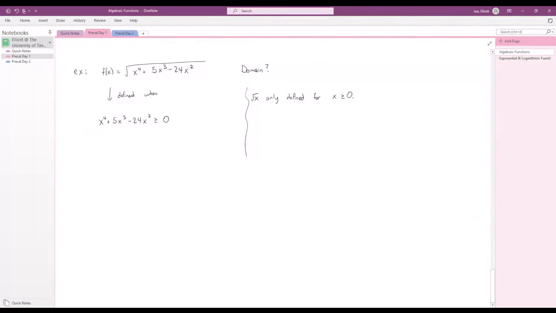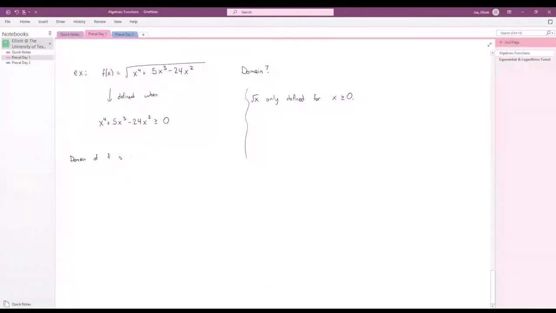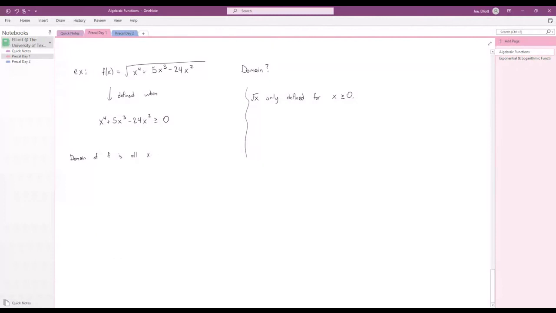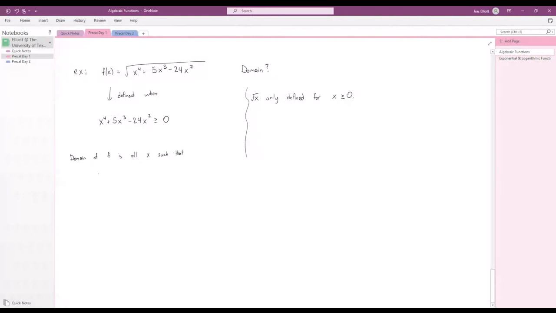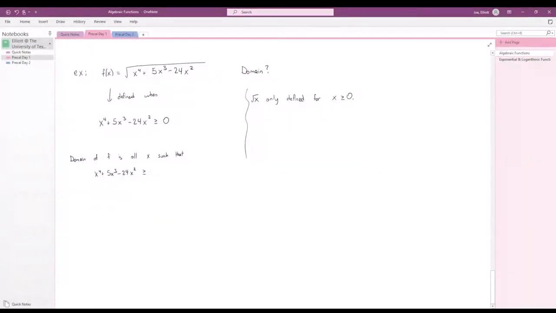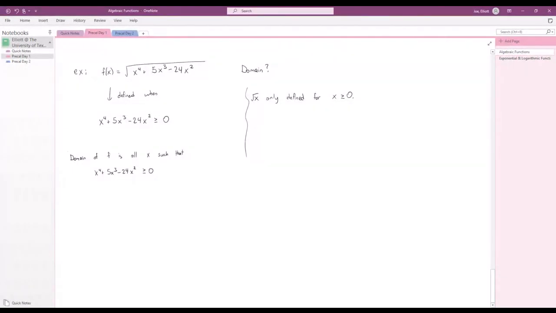So right now, it would be correct to say that the domain of f is all x such that x to the fourth plus 5x cubed minus 24x squared is greater than or equal to 0. So this would be a true statement. The domain is just all x that will satisfy that inequality. Okay.